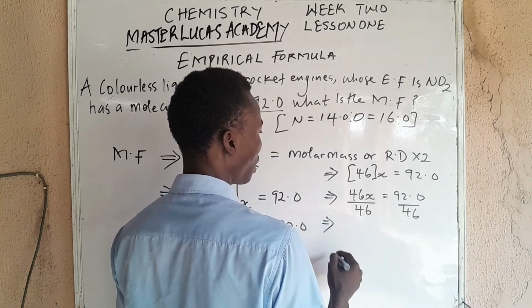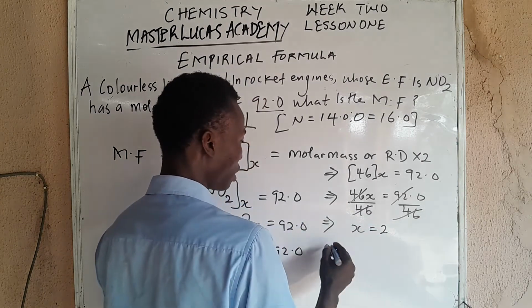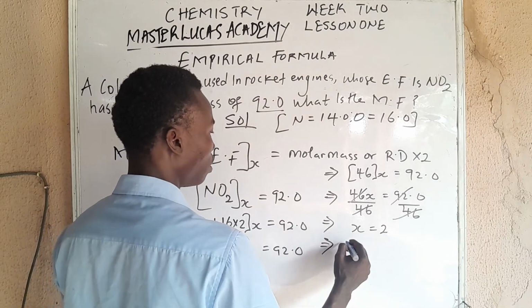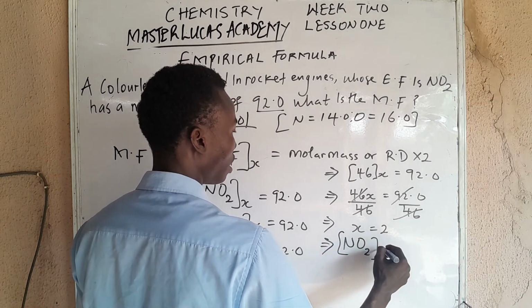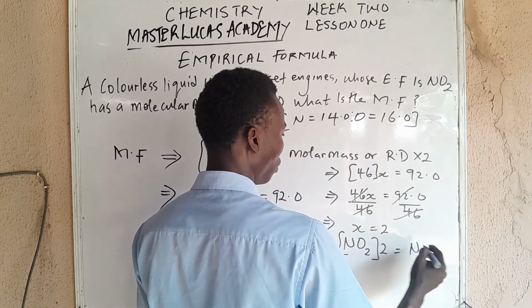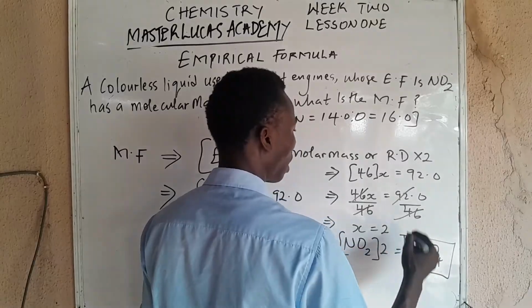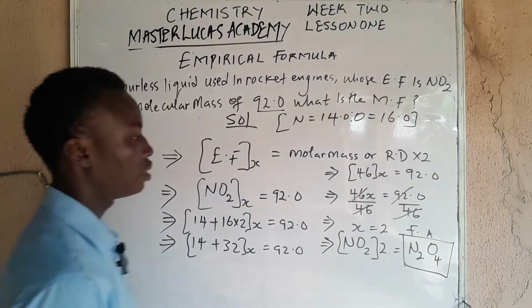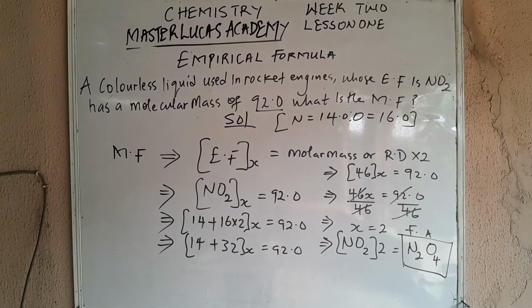Now, here we are going to have x becomes what? 2. If x becomes 2, then for the formula from the start, we are going to have NO2, close the bracket, then multiply everything here by 2. That will give you N2 followed by O4. So this is our final answer there. This is what the question asks us to calculate. N2O4. That is our final answer, which is for the molecular formula.